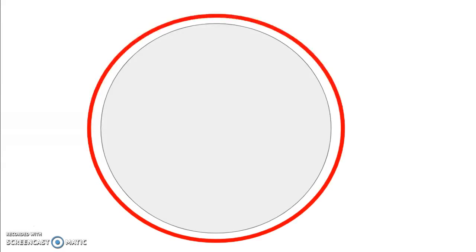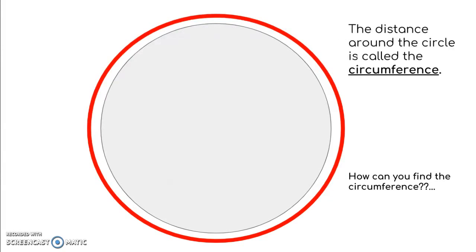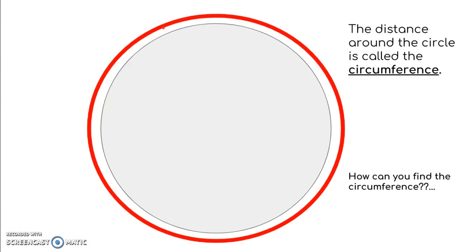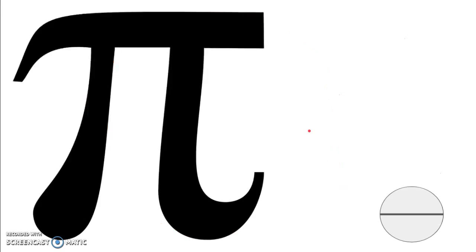Now we have the diameter, we have the radius. What do we do with those things? Well, what we can do with those is find this. It's called the circumference. The distance around the circle is called the circumference. So this red circle that popped up, it's kind of like finding the perimeter of a shape, but you can't just measure a circle like a square or a rectangle. So it has a special name. It's called the circumference.